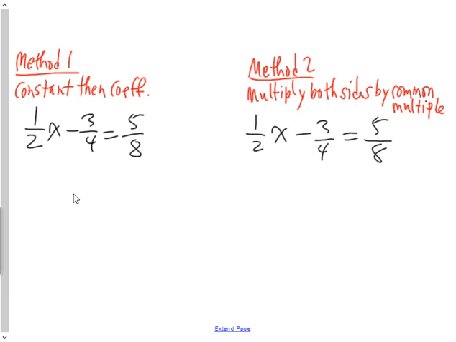Okay, this is an equation: 1/2 of x minus 3/4 equals 5/8. So what I'm going to do is show you how to solve this using both methods. Now, method one is get rid of the constant first, then the coefficient. It's what you did in grade 7 and 8.